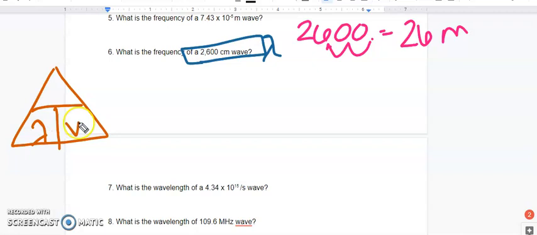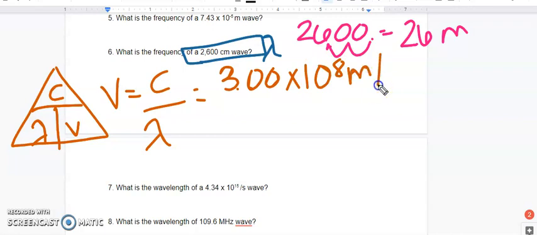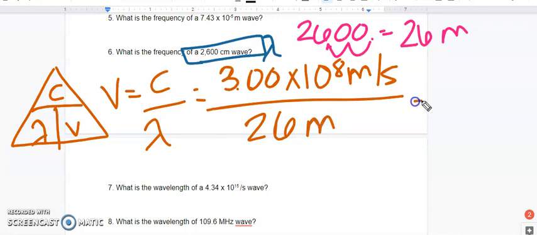Okay, so there's my wavelength, V and C. This time on my problem, I'm solving for frequency. So V equals C over lambda, which is my wavelength. Again, my C is my constant, 3.00 times 10 to the 8th meters per second, and my wavelength is 26 meters. Now when I plug this into the calculator, we are going to get a really long number, not in scientific notation. So let me show you what I got when I put it in the calculator.